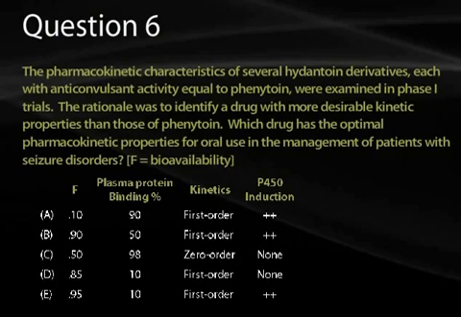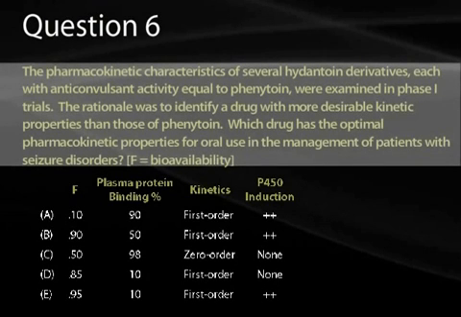Question number 6. The pharmacokinetic characteristics of several hydantoin derivatives, each with anticonvulsant activity equal to phenytoin, are examined in phase 1 trials. The rationale was to identify a drug with more desirable kinetic properties than those of phenytoin. Which of the following drugs has the optimal pharmacokinetic properties for oral use in the management of seizures with F equaling bioavailability? This is a question that tests your ability to understand what are the desirable properties for controlling seizures.